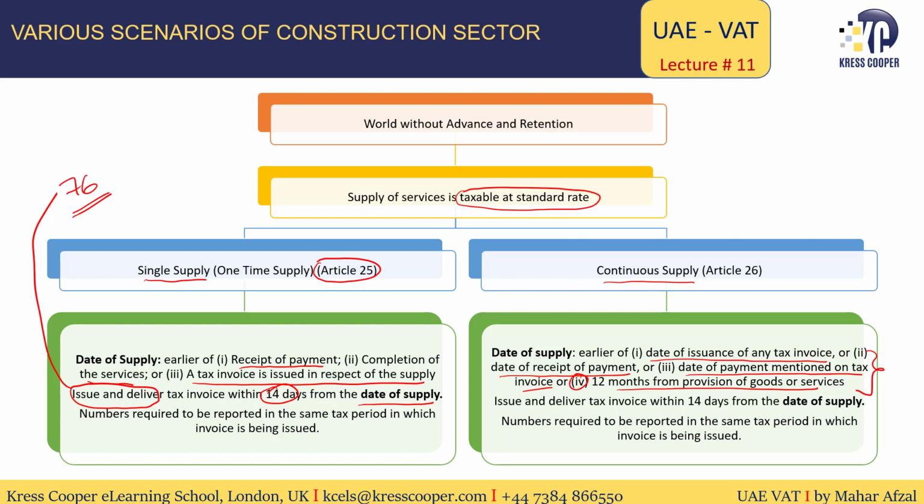The fourth one is a bit important. The fourth one is in case the services have been given and 12 months have passed, by the end of 12 months, it will be considered the date of supply of the services, and the businesses will be required to issue tax invoice within 14 days from the date of supply. Again, the period in which tax invoice has been issued, it is required to be reported in the same tax period. So in a word, without advance and without retention, we have established supply of services will be subject to tax. Tax invoice required to be issued and delivered within 14 days from the date of supply, and the period in which tax invoice is being issued, it is required to be reported in the same tax period.